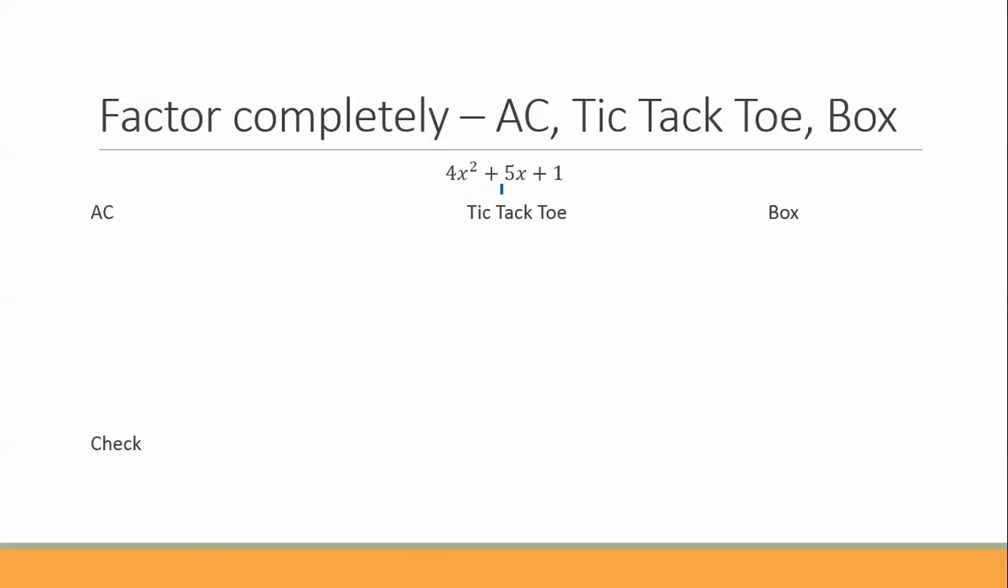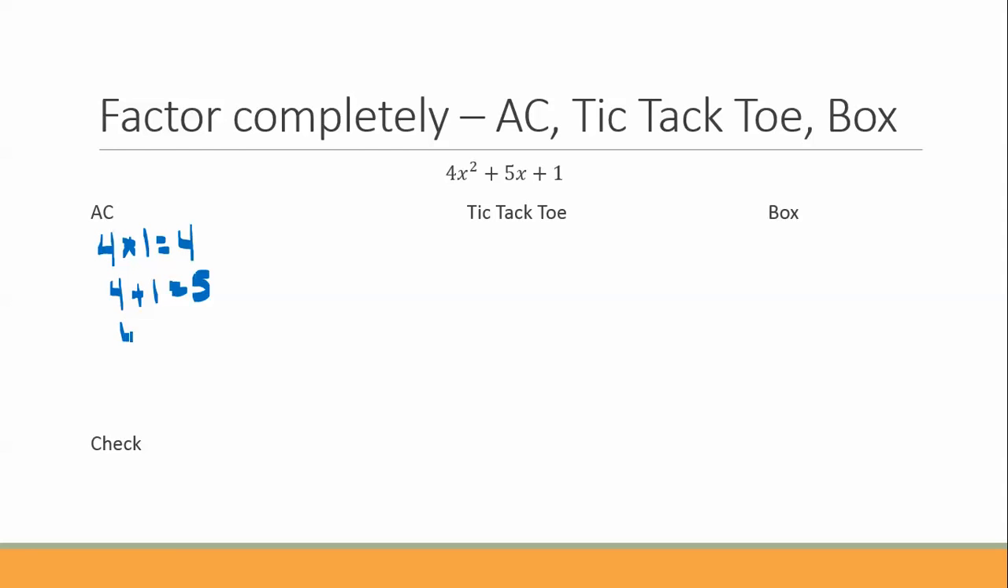We have 4x squared plus 5x plus 1. So for the AC method, we're going to do 4 times 1 is equal to 4. The factors of 4 that add to 5. So our factors of 4 are 1 and 4, or 2 and 2. So the factors of 4 that add to 5 are 1 and 4. So we're going to do 4 plus 1 is equal to 5, and 4 times 1 is equal to 4.